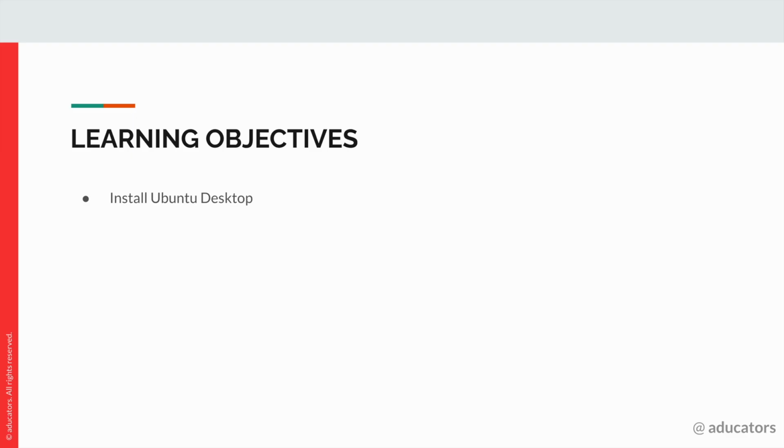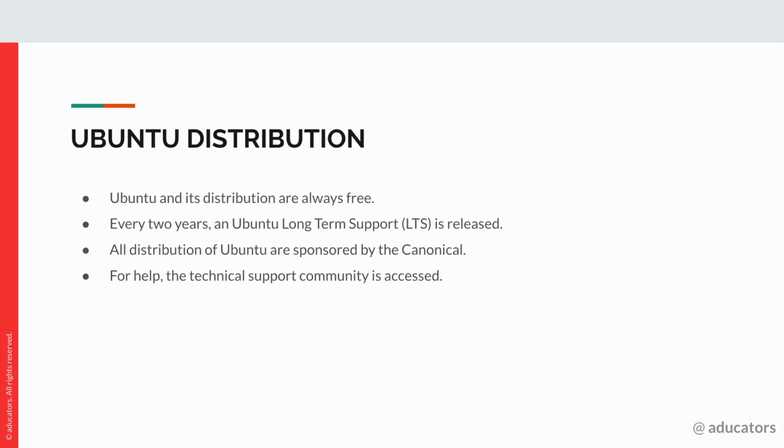Learning objective: install Ubuntu desktop, Ubuntu distribution. Ubuntu and its distribution are always free. Every 2 years an Ubuntu long-term support is released. All distributions of Ubuntu are sponsored by Canonical. For help, the technical support community is accessed.